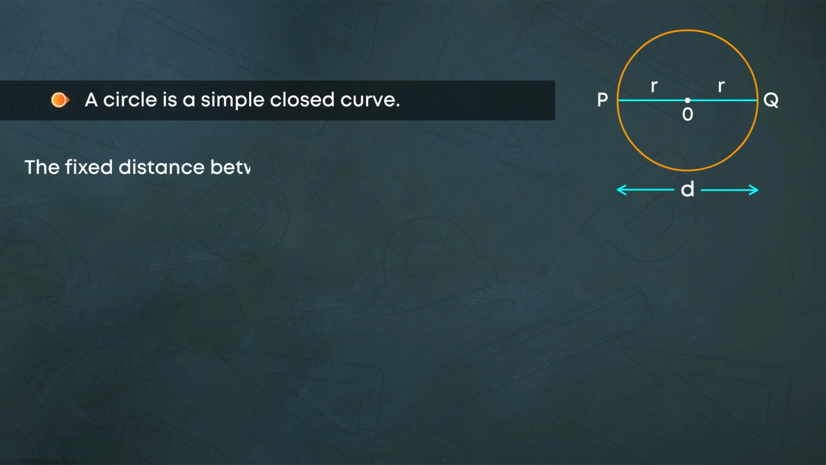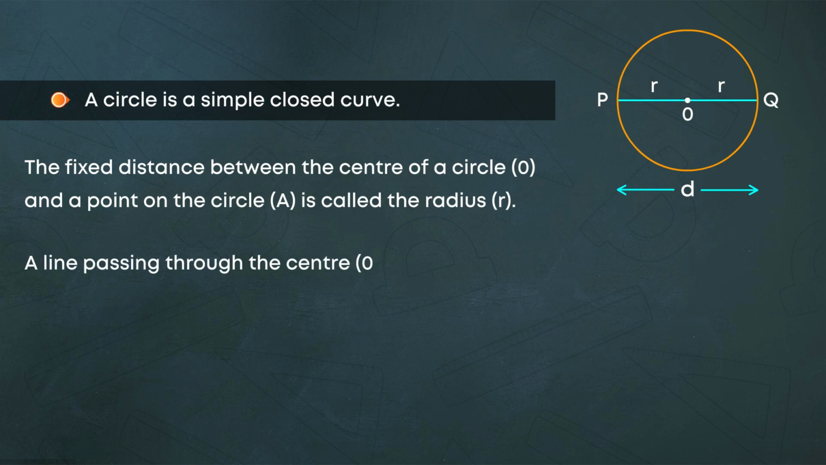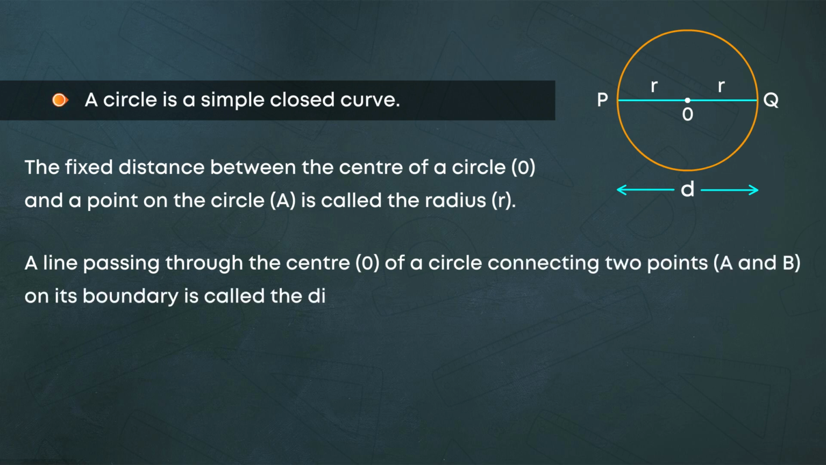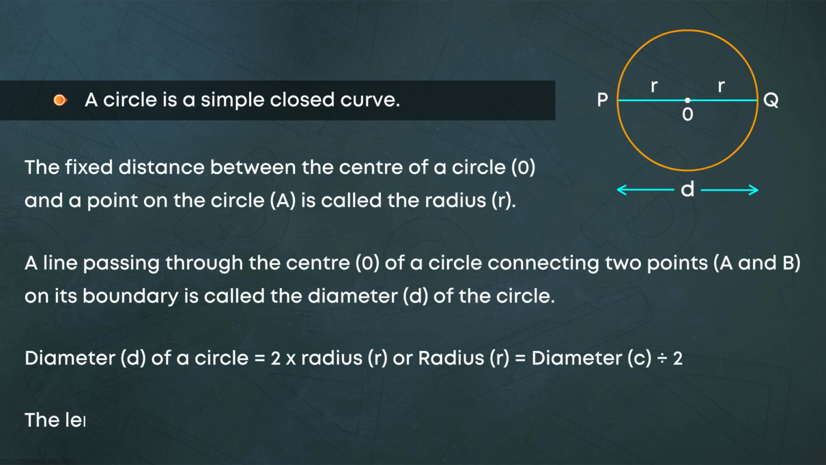The fixed distance between the center of a circle, O, and a point on the circle is called the radius. A line passing through the center, O, of a circle connecting two points, A and B, on its boundary is called the diameter of the circle. Diameter of a circle is equal to 2 times the radius, or radius is equal to diameter divided by 2. The length of the boundary of a circle is called its circumference or perimeter.